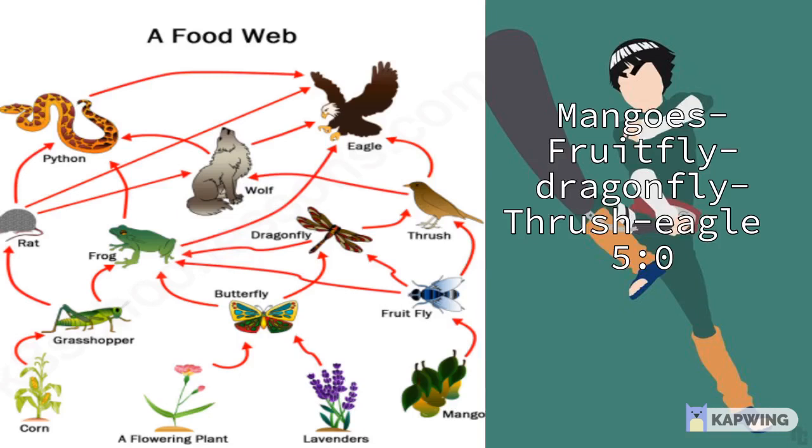Example number 2. Fruit fly will eat the mangoes. The dragonfly eats the fruit fly. Thrush eats the dragonfly, and eagle eats the thrush. The ratio from living things to non-living things is 4 to 0 because as we can see, they are all living things.